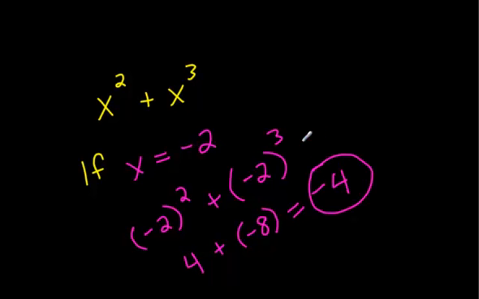Okay? And that's how you substitute in a number for the variable x in this case. They could use whatever variable they want. They could use y, z, LMNOP. It doesn't really matter. But that is how you substitute, okay?